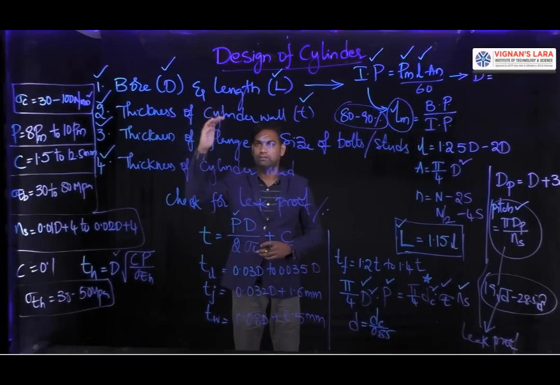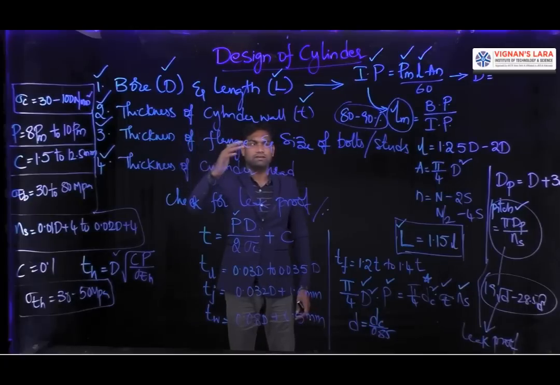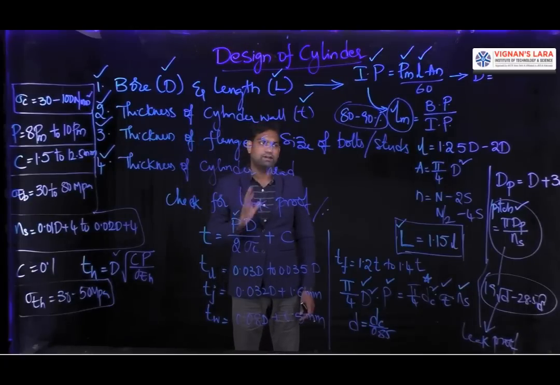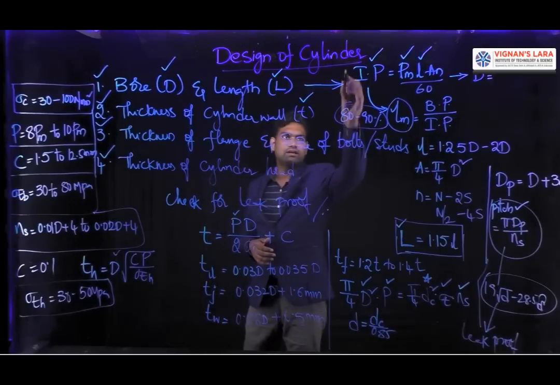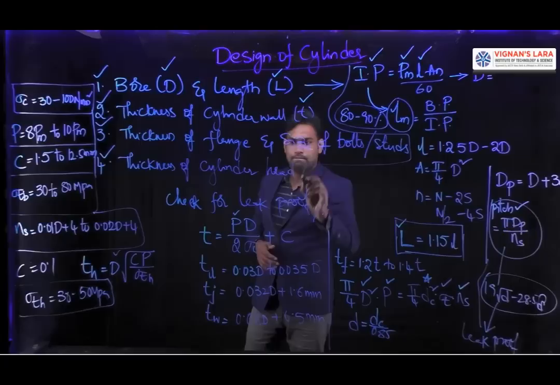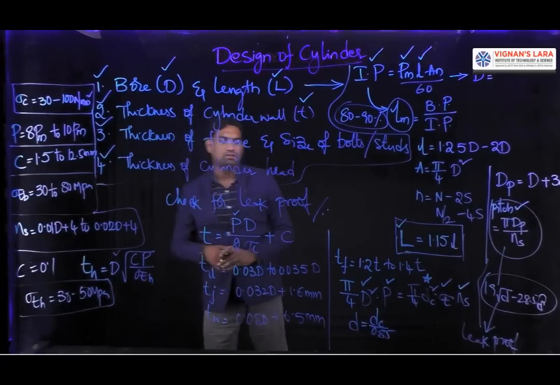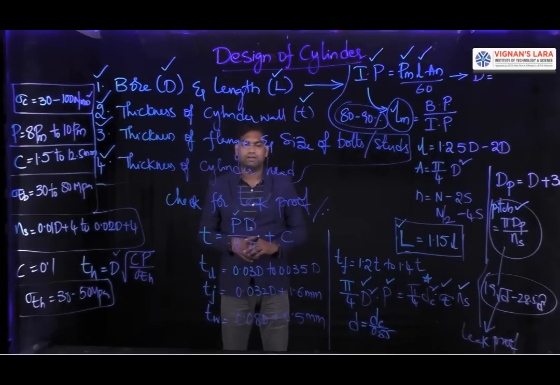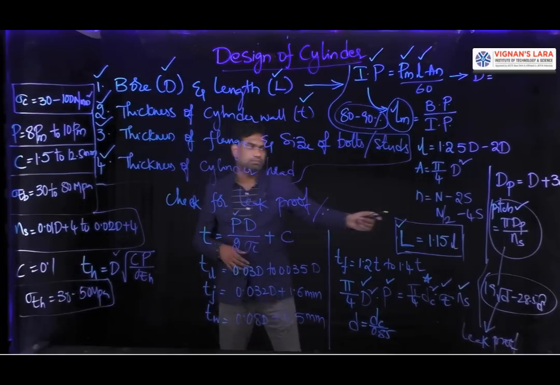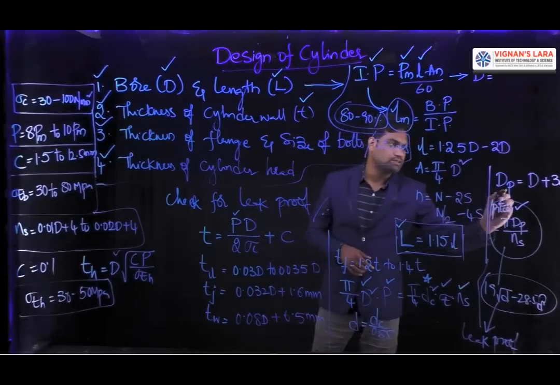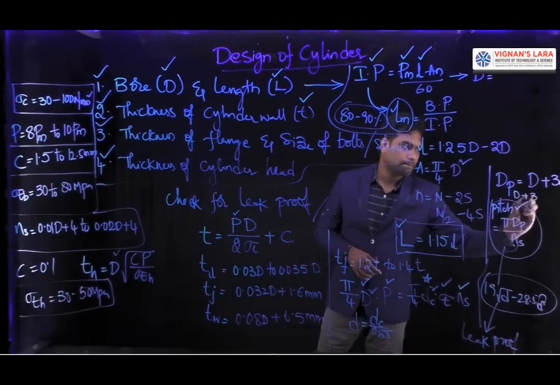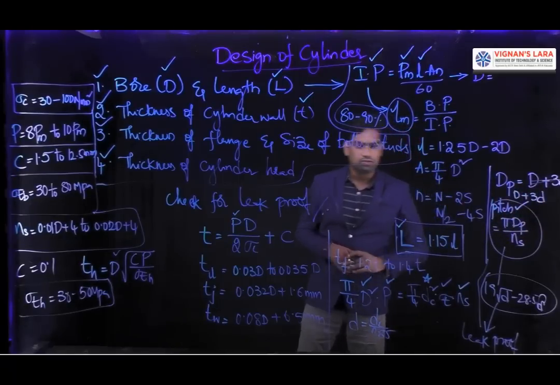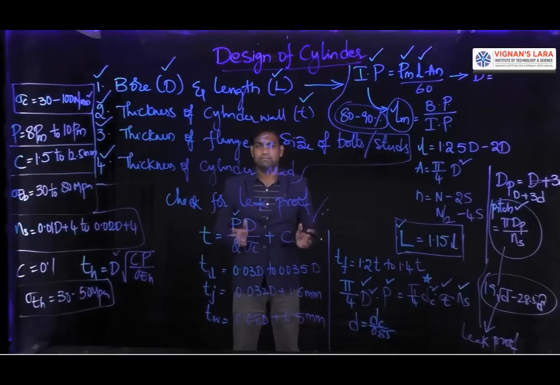So here is the total design of the cylinder, having the sequence of bore, length and thickness of cylinder wall t, then the thickness of flange tf, and the number and size of bolts, dc or d. And finally you can calculate the thickness of the cylinder head, and then check whether it is a leak proof joint by calculating the pitch, that is by calculating the pitch circle diameter D plus 3d. Clear? So I can calculate all the dimensions for the joint, and finally you can check whether it is a leak proof joint or not. Clear? So let us proceed with an example problem for design of cylinder.